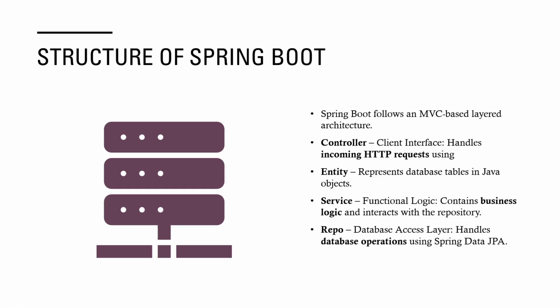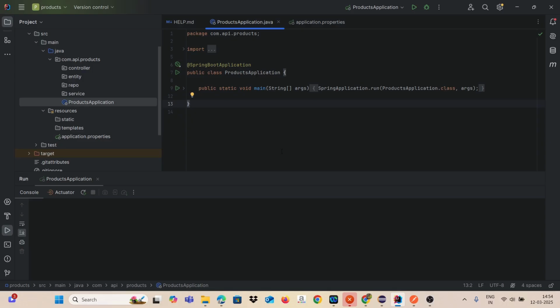Now, let us look at the demonstration in the code. So let's get into that. Let's create different API requests for our products application. Before doing that, I want you to understand the structure of a Spring Boot application. It follows a structure which includes controller, entity, repository, and service. Let me explain one by one what is the role of these layers.